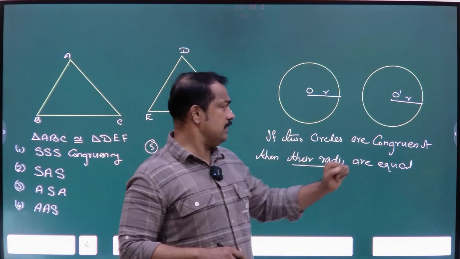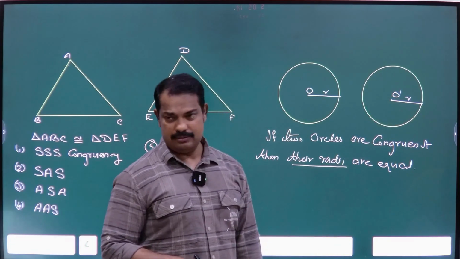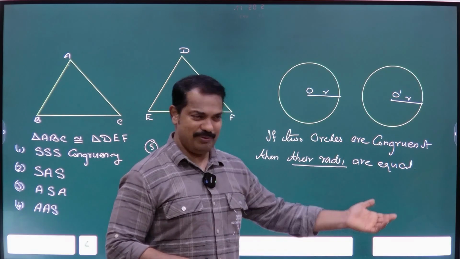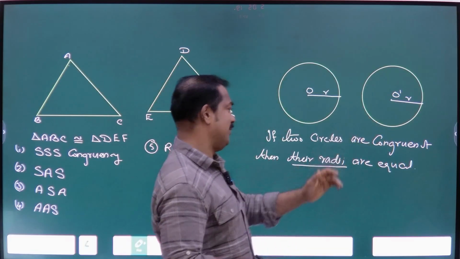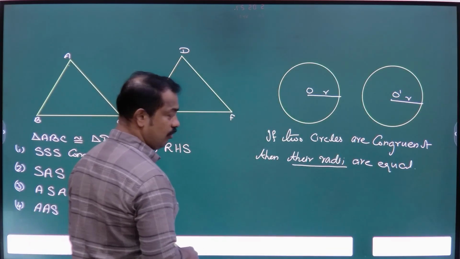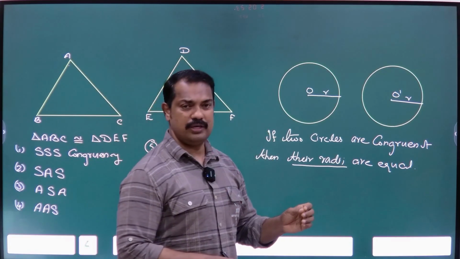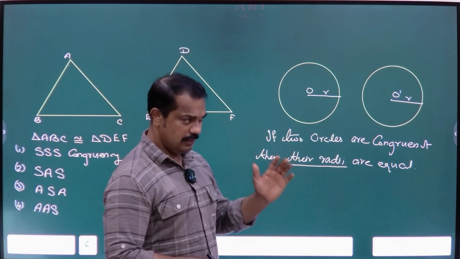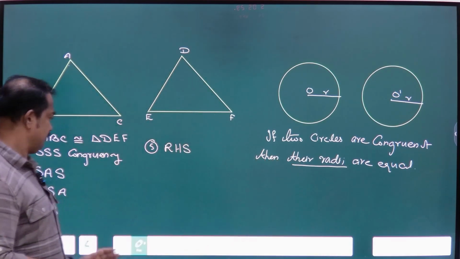ये 5 centimeter, ये 10 by 2 centimeter. Equal है. क्यों? 5. 10 by 2 is also 5. ठीक है? So both are congruent. Same radii. Then we can say what? The two circles are congruent. ये clear है? ये भी note कर दो दोनों.